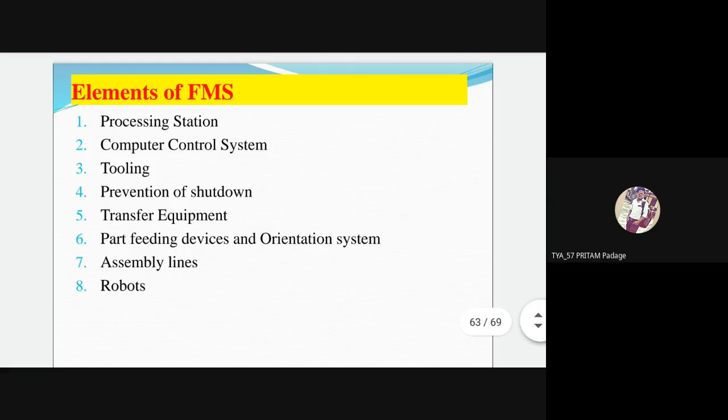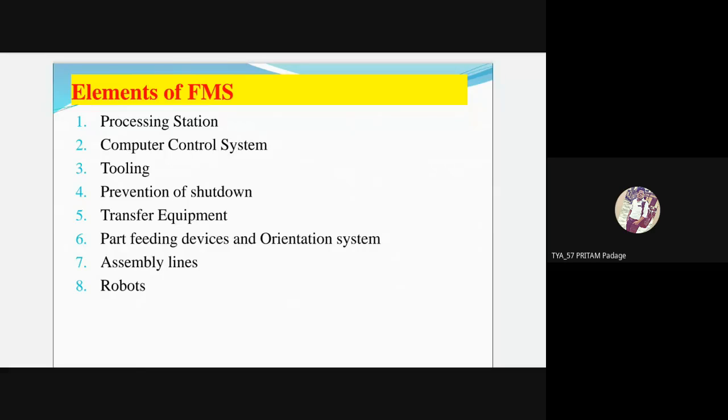Elements of FMS: processing stations, computer control system, tooling. We have studied these. Now tooling is nothing but whatever tools and additional machinery are required. Additional parameters are required. For example, different tools are there, different panels are there, maintenance tools are there. Now these are all included in the tooling.